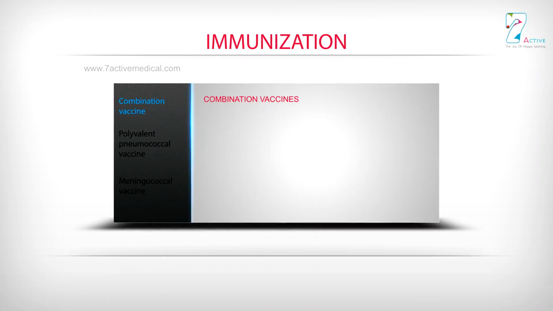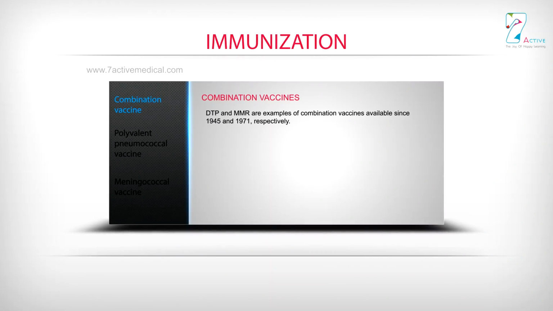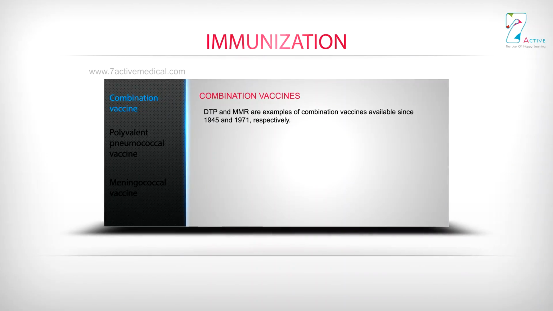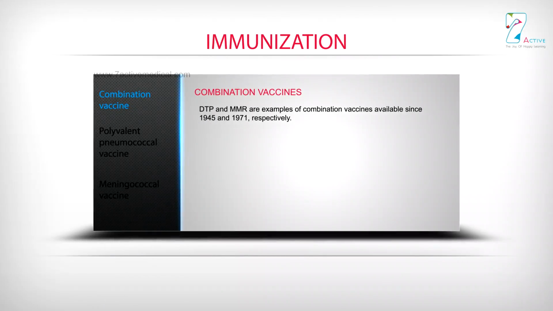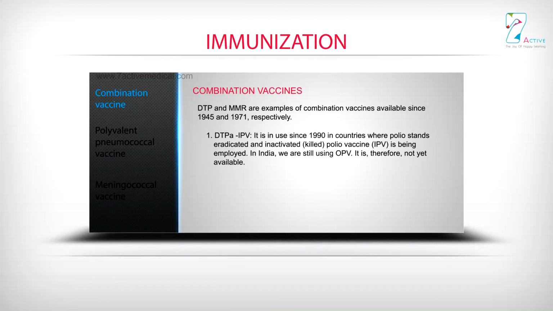Combination vaccines. DTP and MMR are examples of combination vaccines available since 1945 and 1971 respectively. 1. DTPa-IPV. It is in use since 1990 in countries where polio stands eradicated and inactivated, killed polio vaccine (IPV) is being employed. In India, we are still using OPV. It is, therefore, not yet available.